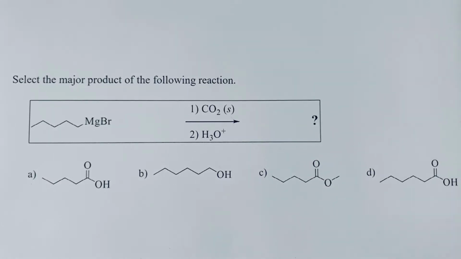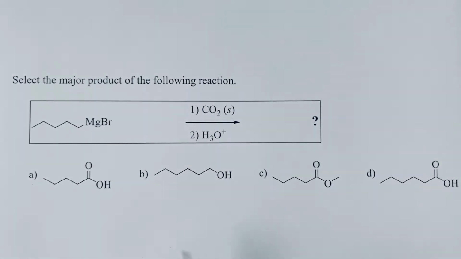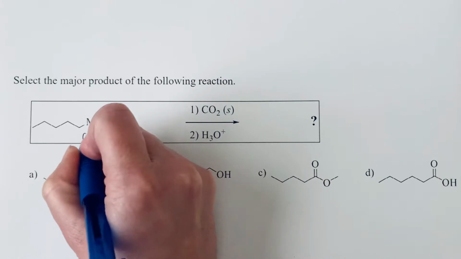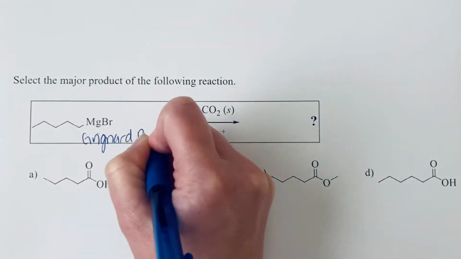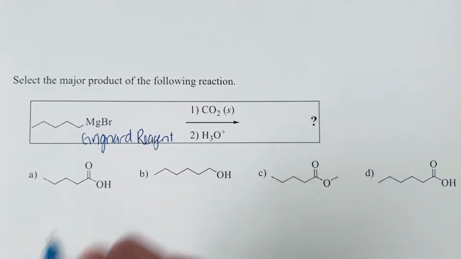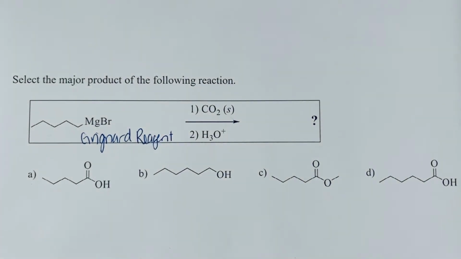Select the major product of the following reaction. So if we look at what we are given in this problem, we see that our reactant here is a Grignard reagent. And we know that Grignard reagents are really strong bases and really strong nucleophiles.